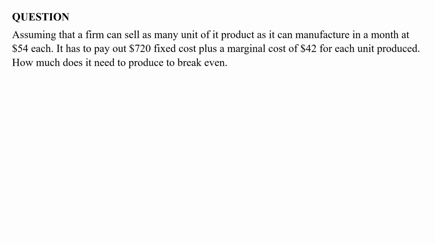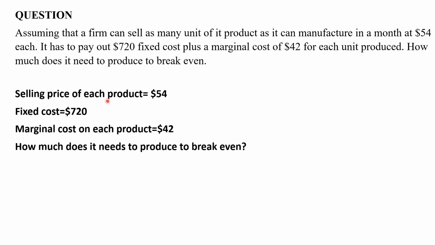Before we can solve this question, let us list out the parameters given in the question. We have the selling price of each product as $54. The fixed cost that the firm incurred as a result of the production of that product is $720. The marginal cost that the firm incurred on each product is $42.